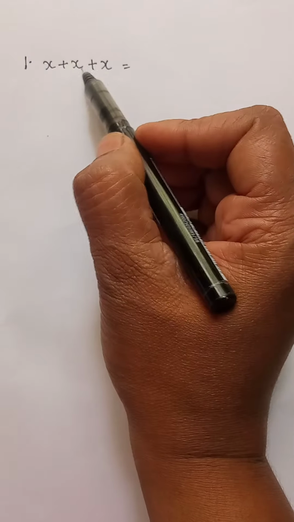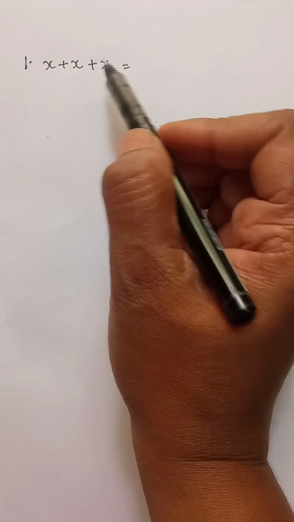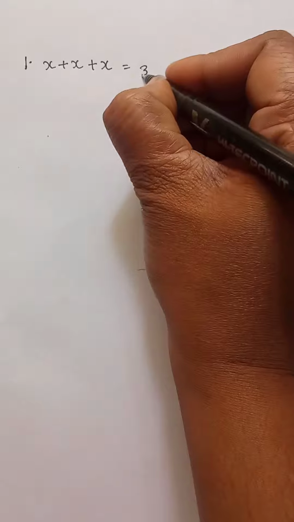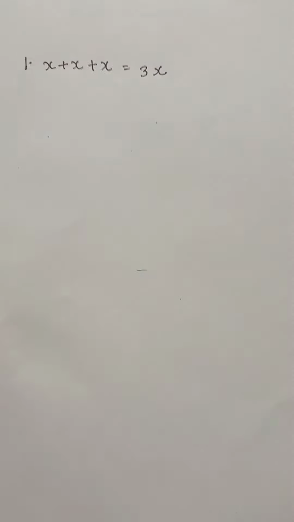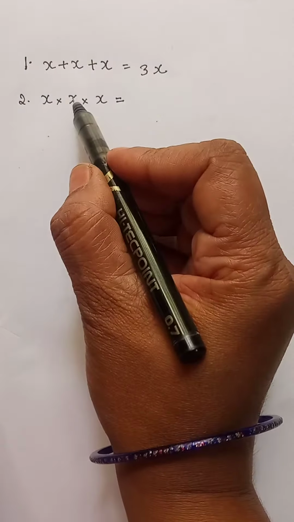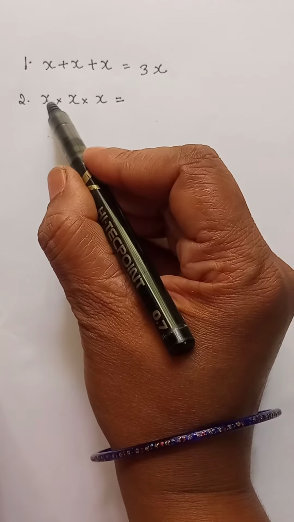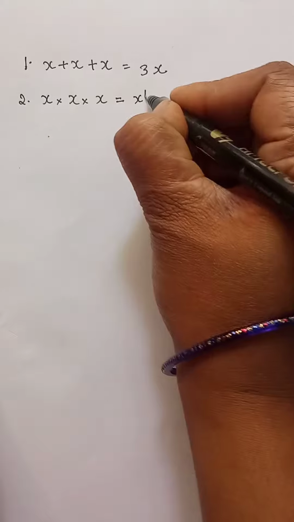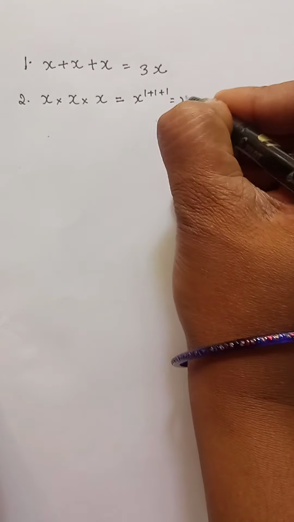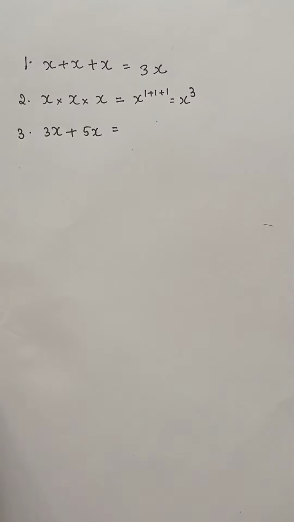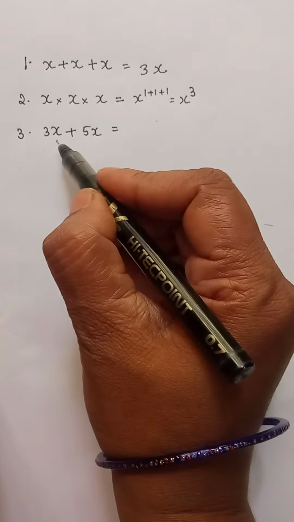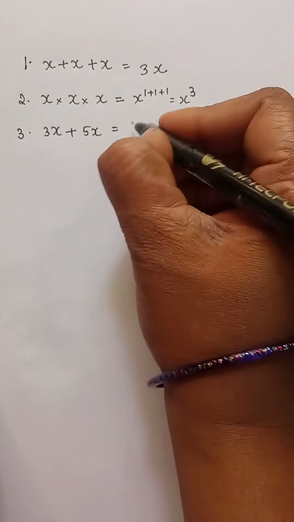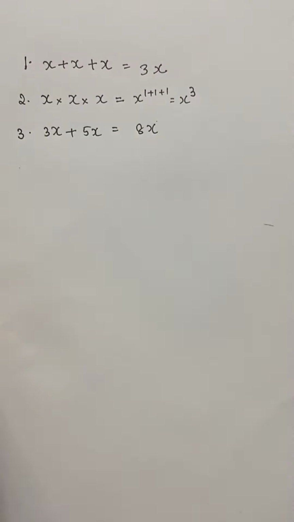x plus x plus x, 1x plus 1x plus 1x is equal to 3x. So x into x into x, that means x power 1, 1, 1, powers added. So x power 1 plus 1 plus 1, that is equal to x cube. 3x plus 5x, that means x is common, 3 plus 5, that is equal to 8x.